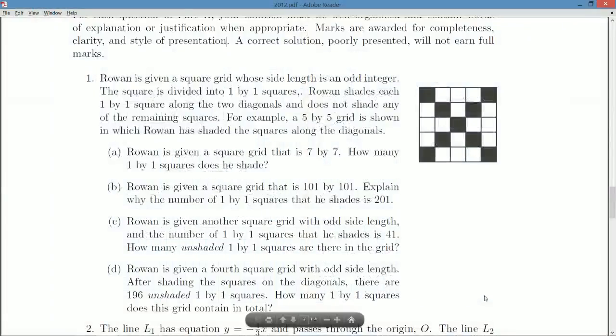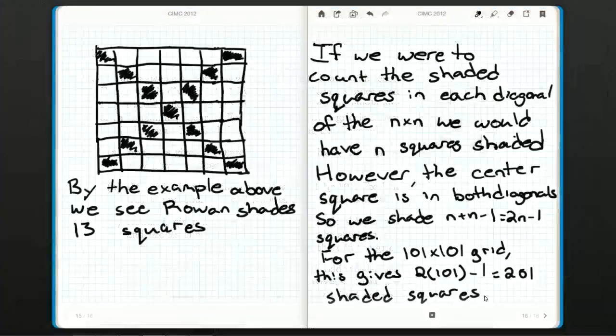Alright, so let's take a look. Rowan is given a square grid, 101 by 101. Why does he shade 201 squares? Well, we've just explained. Not only that, we've come up with a formula for the number of shaded squares in any size odd grid. So we explain our formula, where it comes from, each of the diagonals contributing a certain amount, that center square counted twice. We get our general formula. And so for the specific case we're asked about, the 101, we simply plug it in, and we get 201 shaded squares, exactly what they asked us to explain.